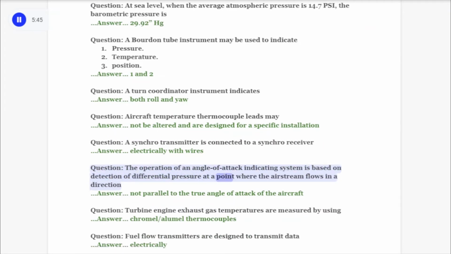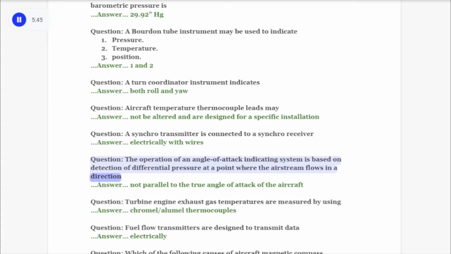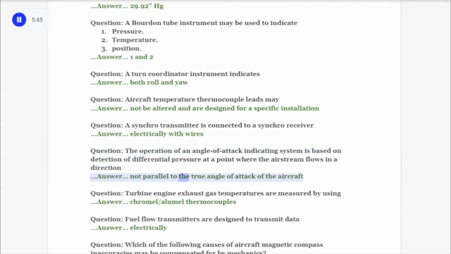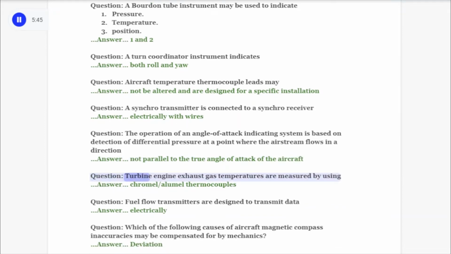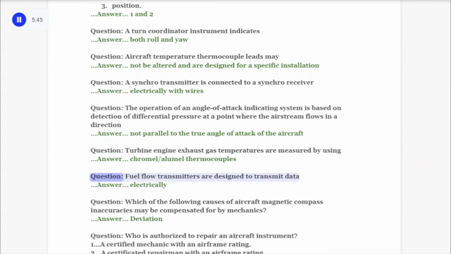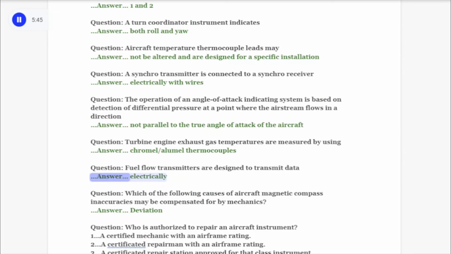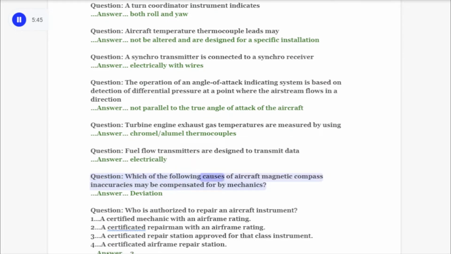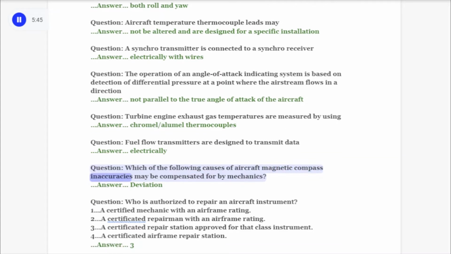Question: the operation of an angle of attack indicating system is based on detection of differential pressure at a point where the airstream flows in a direction. Answer: not parallel to the true angle of attack of the aircraft. Question: turbine engine exhaust gas temperatures are measured by using. Answer: Chromel/Alumel thermocouples. Question: fuel flow transmitters are designed to transmit data. Answer: electrically.